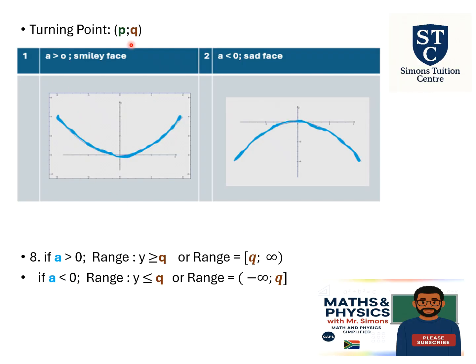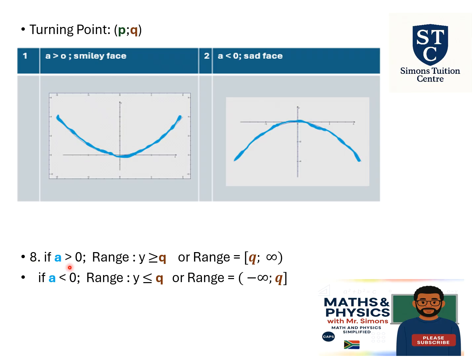Now, for the turning point, I have a smiley face and a sad face. For the smiley face, the turning point is the lowest y value, so from here the graph can only go up. For the sad face, this is my highest y value, so from there the graph can only come down. When the graph goes up, it's greater or equal to. When the graph goes down, it is less or equal to. I hope that makes sense to you.